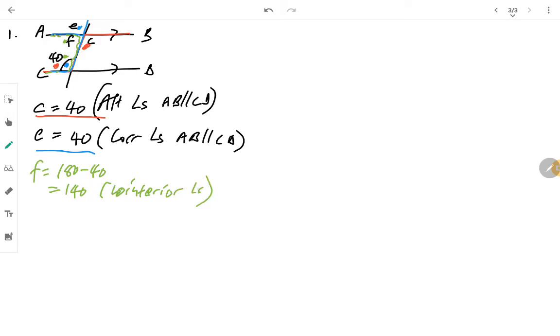Co-interior angles. Sorry, you have to state again the lines which are parallel. AB is parallel to CD. F is equal to 140 degrees, co-interior angles. AB is parallel to CD. And mainly in grade 8, we focus a lot on these co-interior angles.